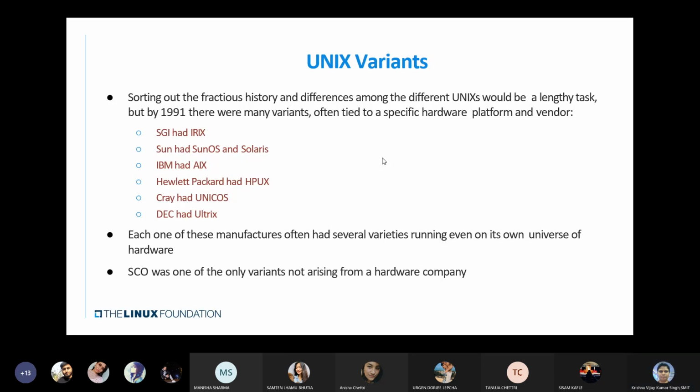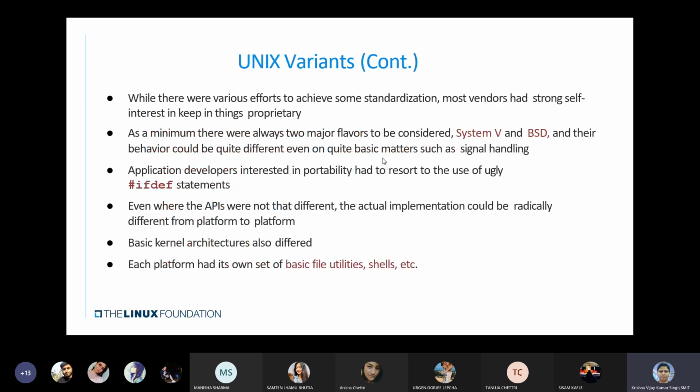SCO was one of only a few variants not arising from a hardware company. So SCO was not driven by one company having specialized hardware. Anyway, these are just the different flavors of the Unix operating system. Maybe a bit boring because we are talking about history, but we need to know this history because it adds interest to our work.